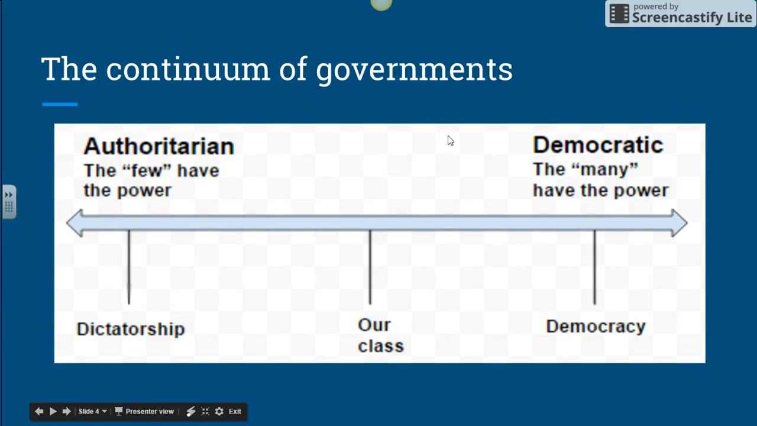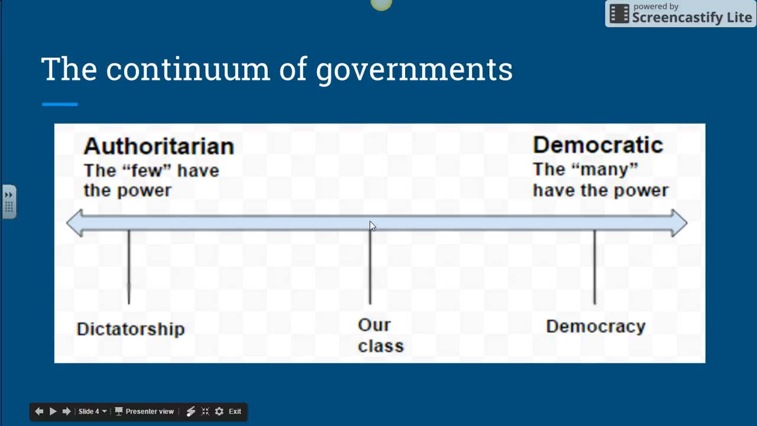On the other side of this thing called the continuum, we have authoritarian governments. In authoritarian governments, the few have the power. An example of an authoritarian government is a dictatorship. So it falls over here on the continuum. I put another example, our class, and it's kind of right in the middle.